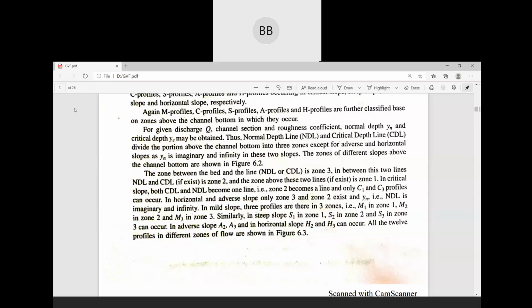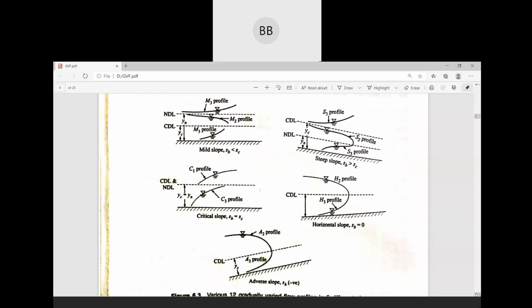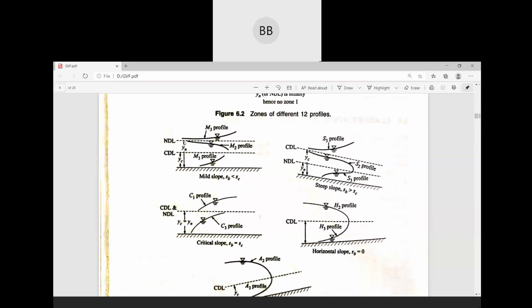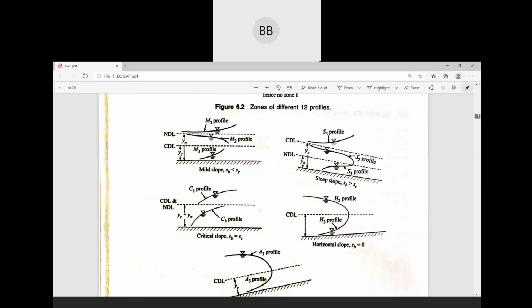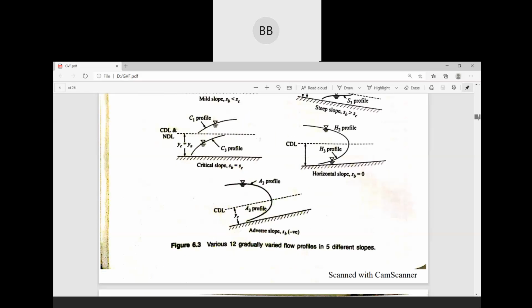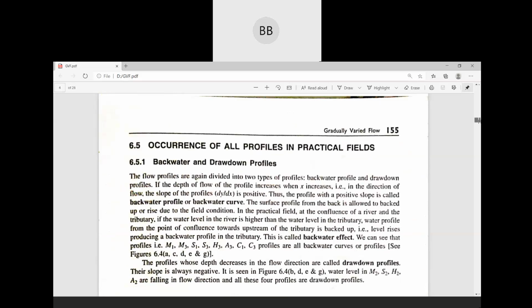So if you want to see those profiles, you can move on to figure number 6.3. You can see here, if you have a profile in zone 2, it will be M2 profile. If you have it here, it will be M3 profile. And here will be M1 profile. So it depends on the zone in which the profile occurs. This diagram you can draw later also when I give you this PDF file.